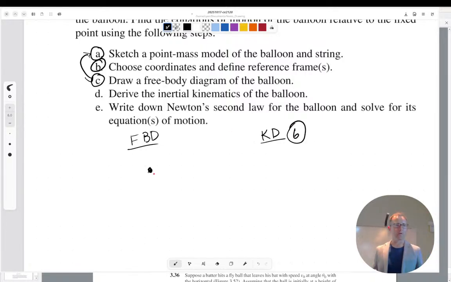When you're choosing your coordinate system, you're implicitly creating your kinetic diagram, because your coordinate system is telling you what the components of acceleration are, and that's going to be F equals ma. Ma has 2 components. So try this out. Try drawing the free body diagram and kinetic diagram. We're doing ABC all at once. This is a balloon on a string.